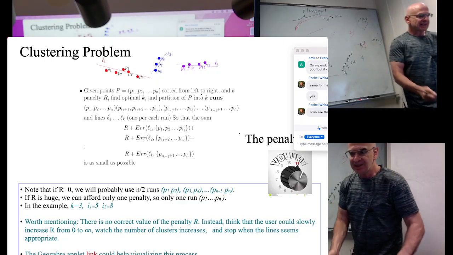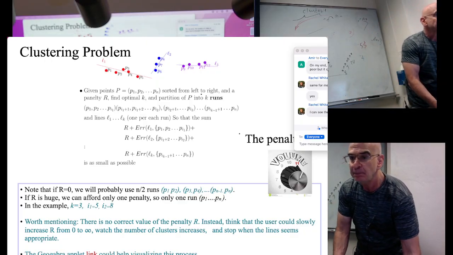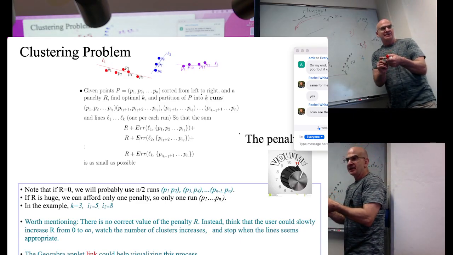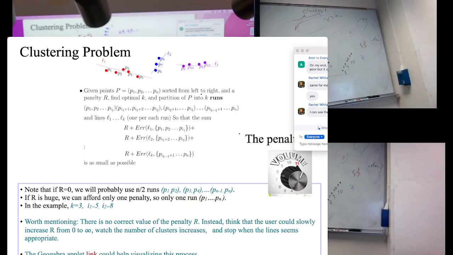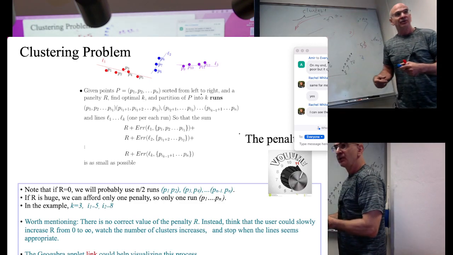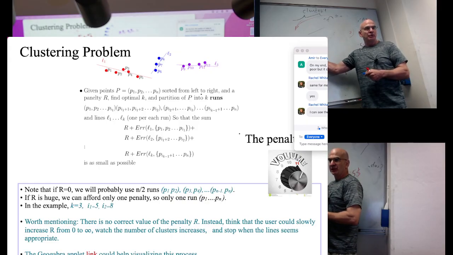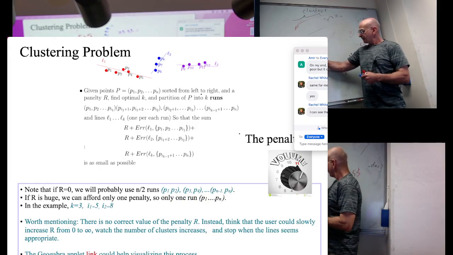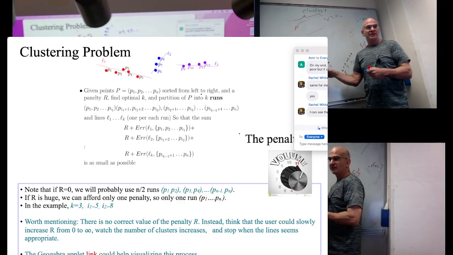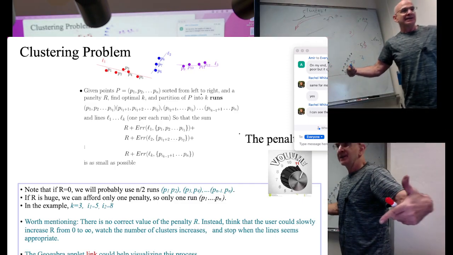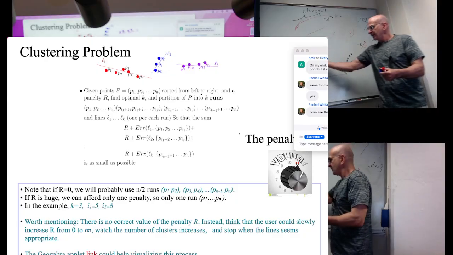And probably the answer that you need to tell me is that if you pick R as 0, very small penalty, again, the user decides what is R, then what will be the clustering that you'll get, what will be the runs. Take point 1 and point 2 together, put a line through them. Take 3 and 4 together, put a line through them. You don't pay any error over here. And you can afford tons of runs because you don't pay any penalty for each one.